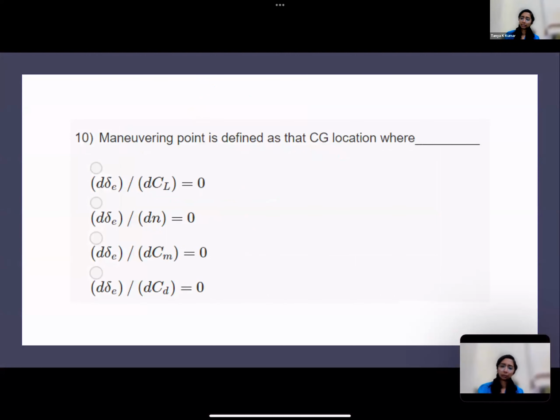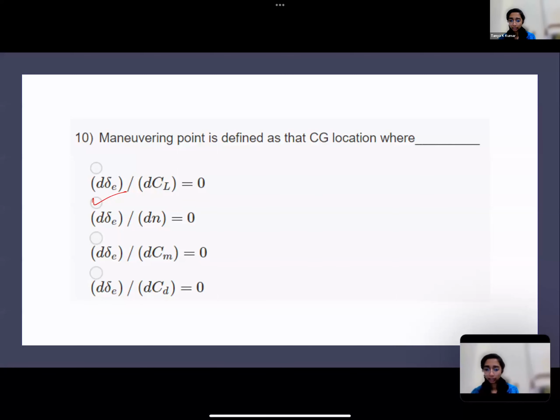A maneuvering point is defined as the CG location where. This is just the definition. What was the definition of maneuvering point? Which option? 1, 2, 3, or 4? d delta E by dn equal to 0. What is delta E? I'm just trying to verify that you know these notations, because last class some people had some questions regarding this. So what is delta E? Okay, and what is n? Delta E is deflection of elevator, correct.